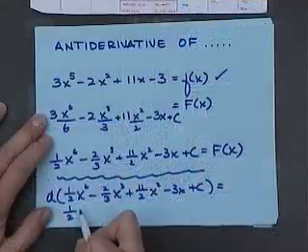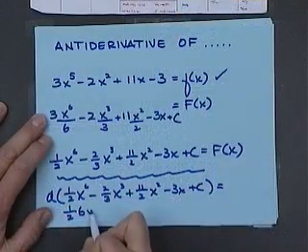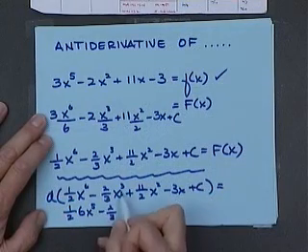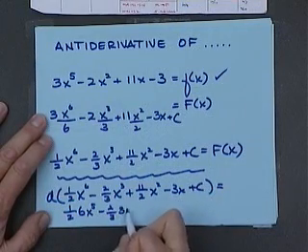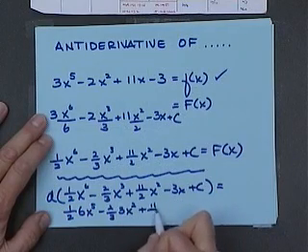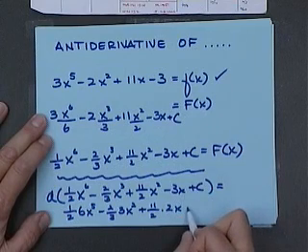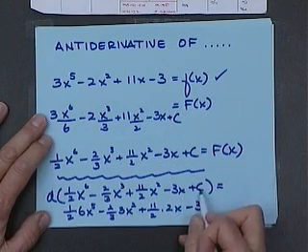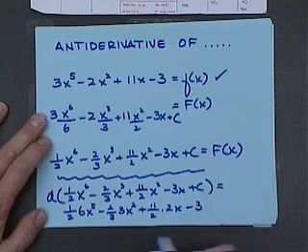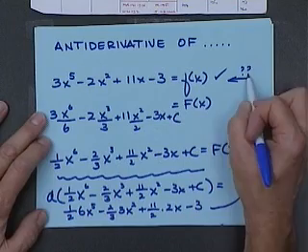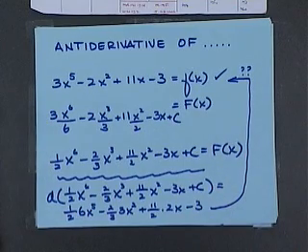So the derivative of x to the 6th would be what? 6x to the 5th. Bring the 2/3 along. Derivative of x cubed would be 3x squared. Bring 11/2 along. Derivative of x squared, 2x. Derivative of minus 3x, minus 3. And derivative of any constant is 0. Is this the same thing we started with? Yes. So you have a built-in check for every antiderivative problem that you do.